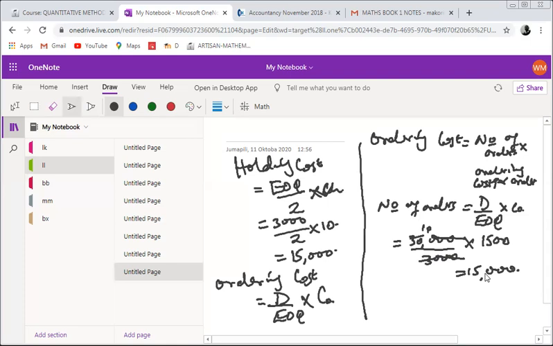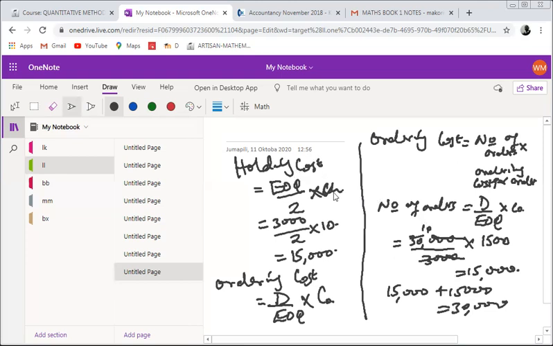So lastly, you are asked to get the total relevant inventory cost, or the total annual relevant cost. The total annual relevant cost is actually the holding cost plus the ordering cost. So the total annual relevant cost is going to be 15,000 plus 15,000, which is going to be 30,000. So the total relevant cost is the cost of holding and the cost of ordering, and you get this.